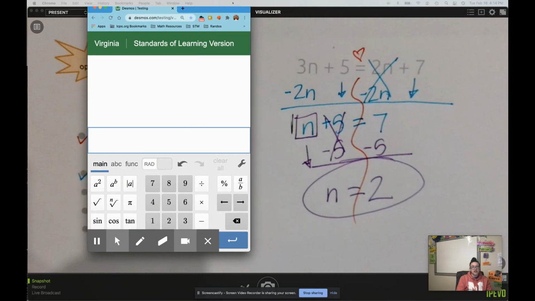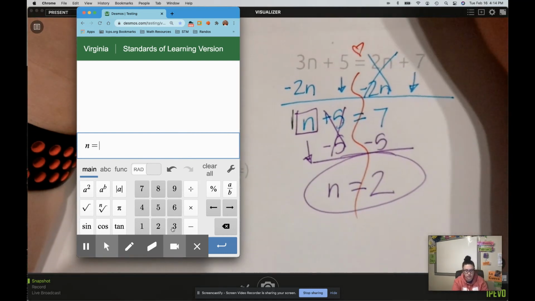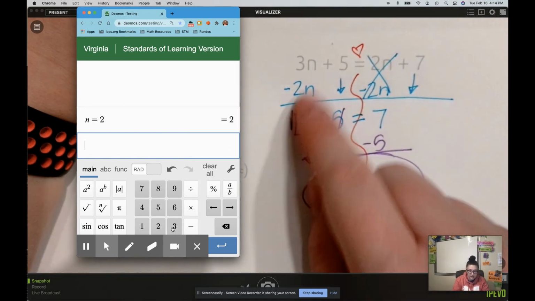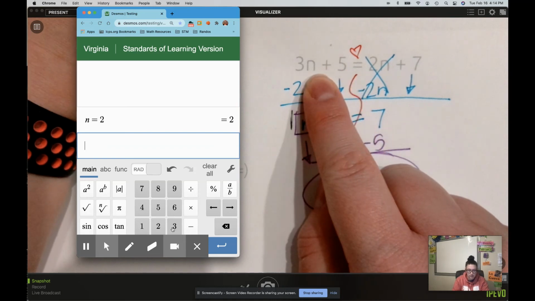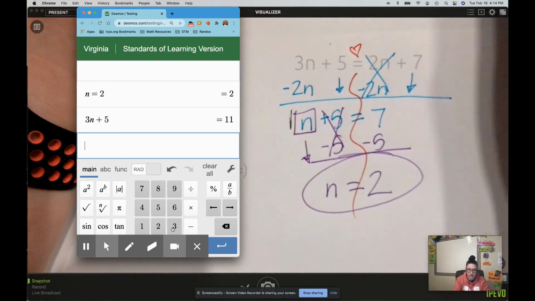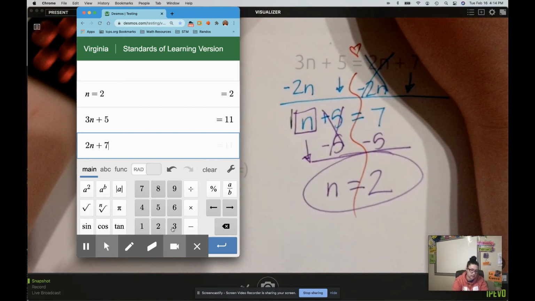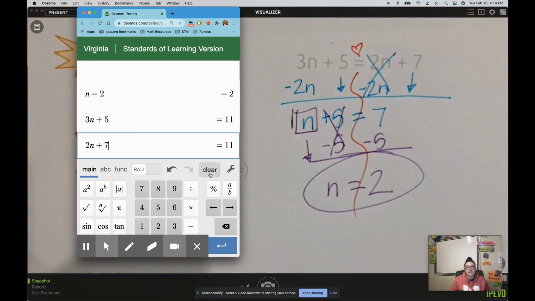Again, it's easy to check in my calculator. I tell it that n is equal to 2. And then I type in each side separately. So 3n plus 5 on one side, and then 2n plus 7 on the other. I see here both sides equal 11, so that means I got the answer right.